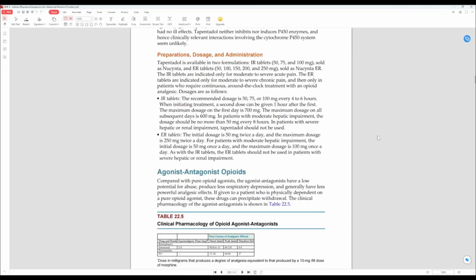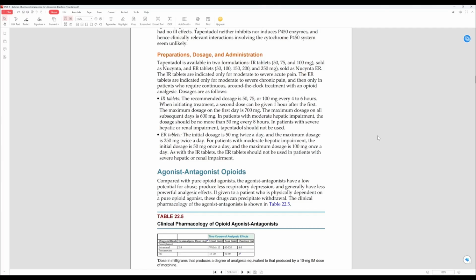Its preparation, dosage, and administration. Tapentadol is available in two formulas, immediate release and extended release. The immediate release is indicated for moderate to severe acute pain. The extended release is indicated for only moderate to severe chronic pain, and then only in patients who require continuous around-the-clock treatment with an opioid.